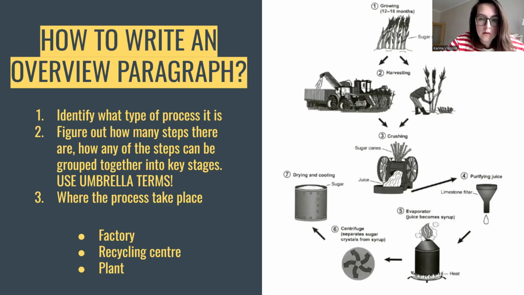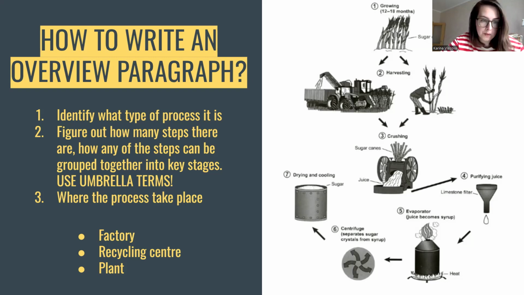And you can name steps 3, 4, 5, 6, and 7 together. You can group them and say that they happen on a plant or in a factory, right? Because it's about the machinery, the production line, something rather than a field.